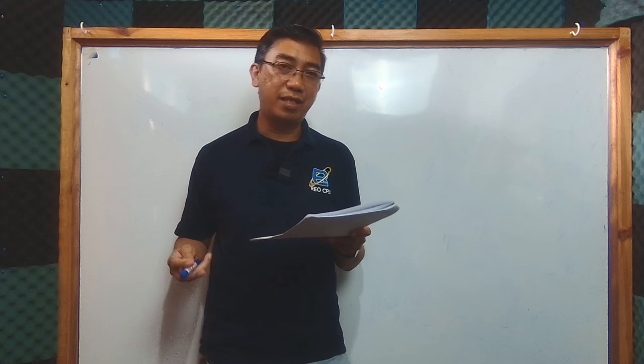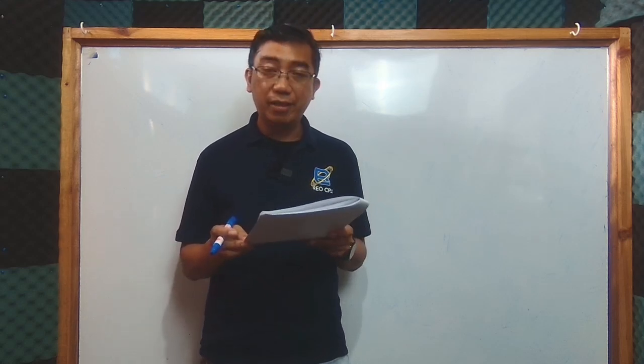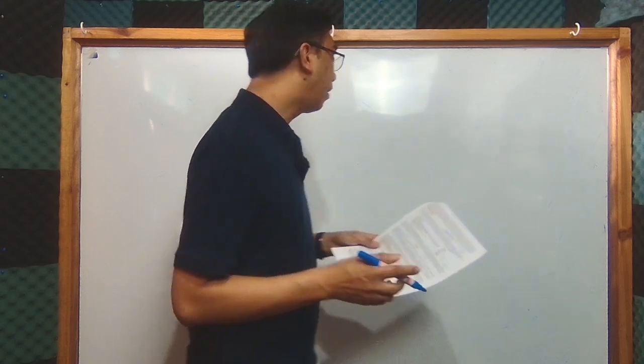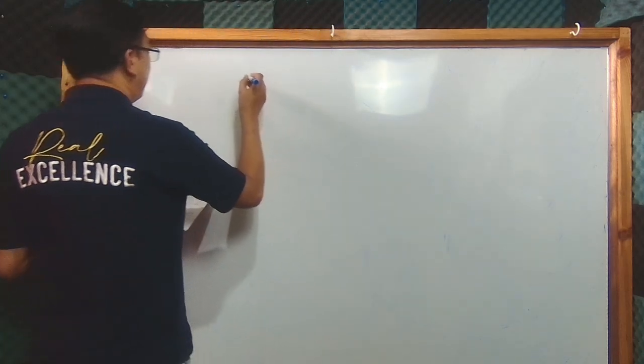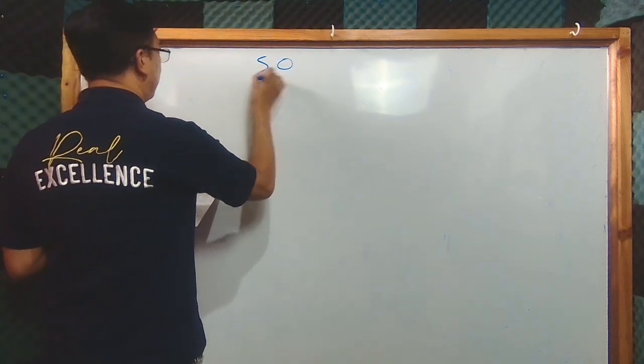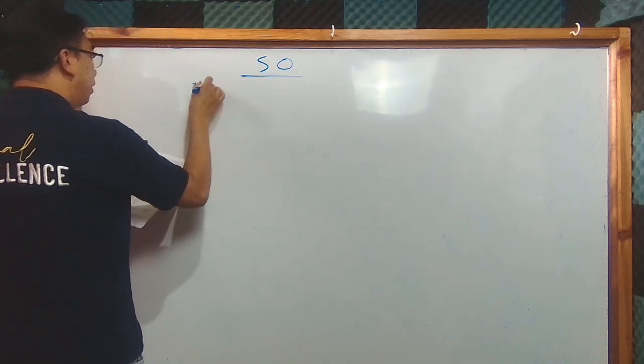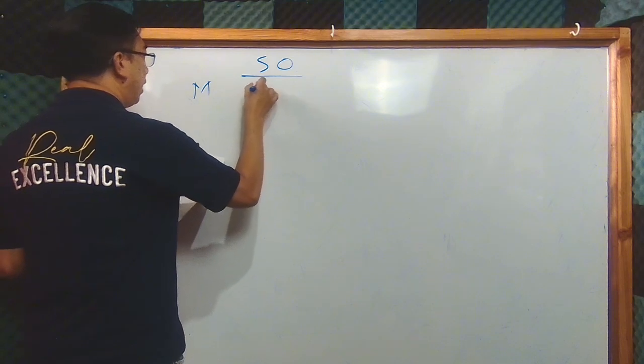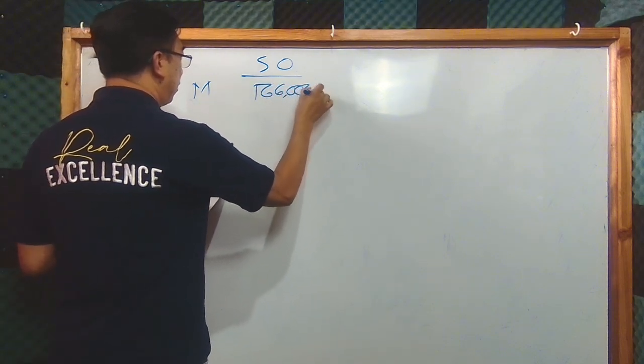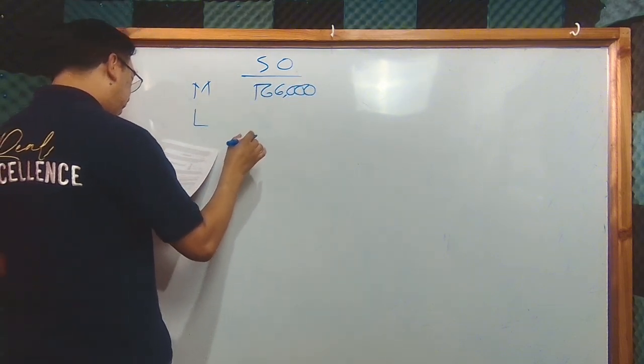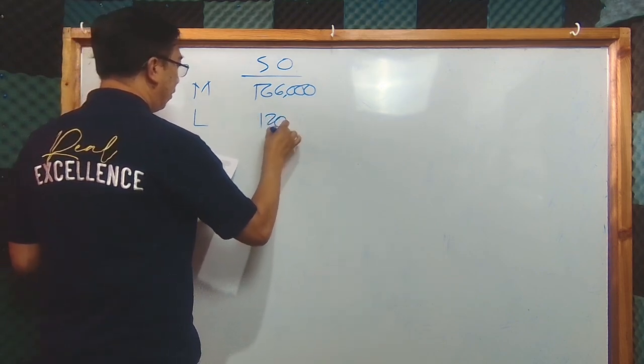Class, analyzin muna natin. What are the relevant costs related to the special order? Okay? So, sige, tingnan natin to. So, special order. Meron daw siyang materials. Expressly given. The material cost is given to us at 66,000. The labor is likewise given to us at 120,000.